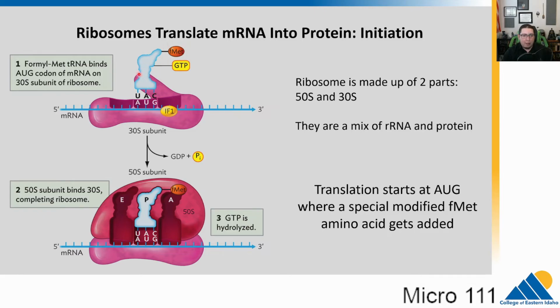Once the 30S matches up the tRNA, this is a tRNA bringing the amino acid in, matches it with the AUG, it calls out for the 50S subunit, the big one, and they both attach. So now we have a fully loaded ribosome that's ready to go. So we started with methionine.